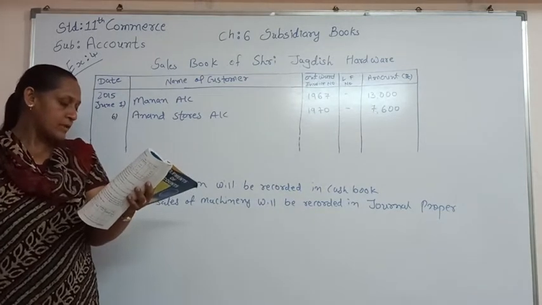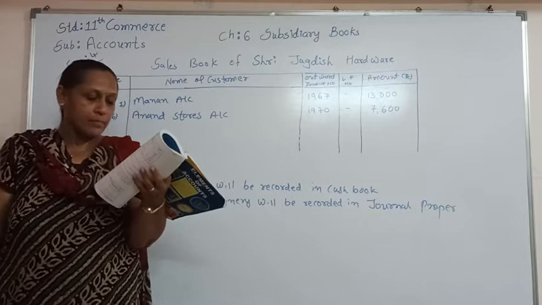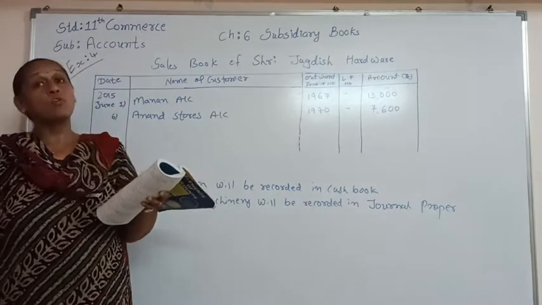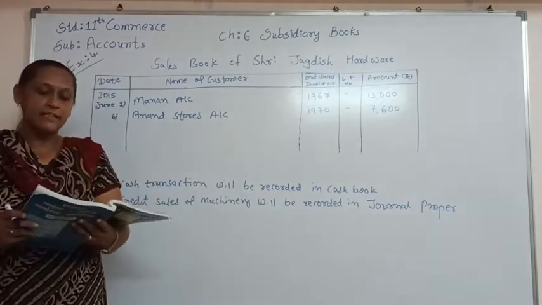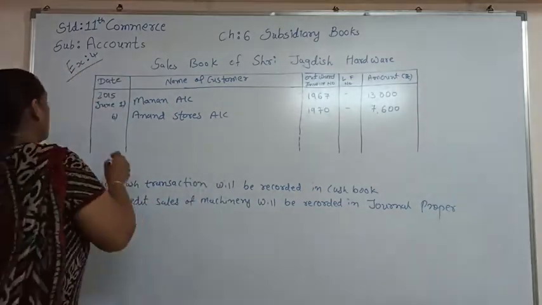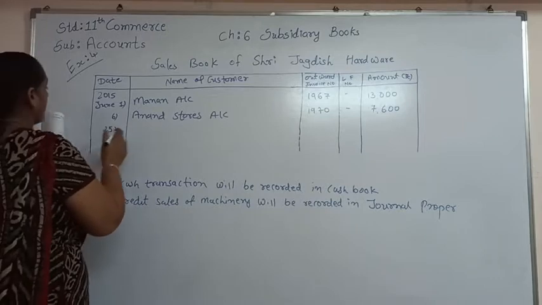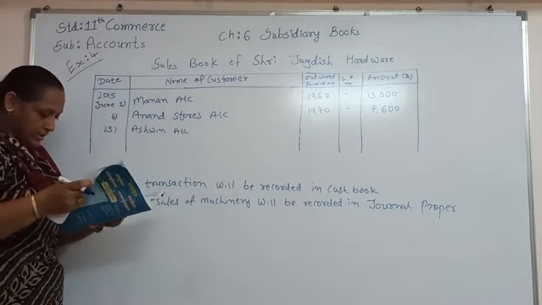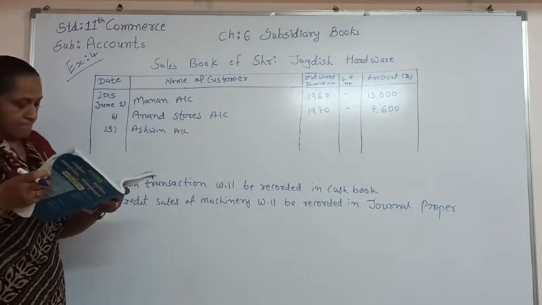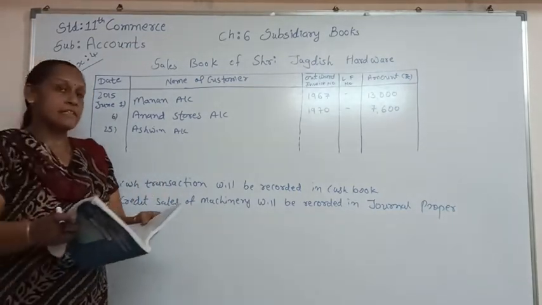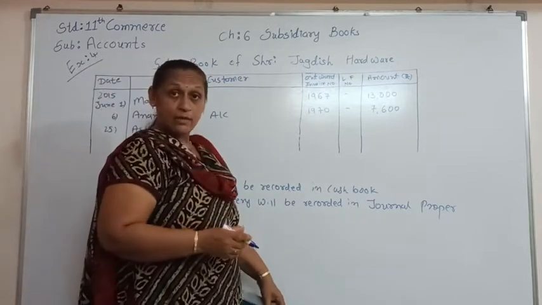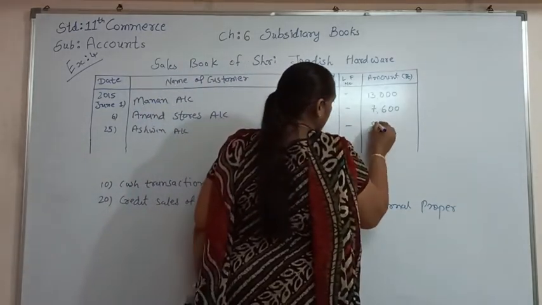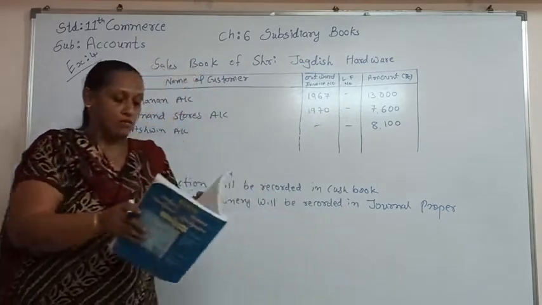Now next is the 25th. Sold goods of rupees 9,000 at 10% trade discount to Ashwin. Ashwin paid 50% of the amount immediately. So this is a partial cash and partial credit transaction, so the whole transaction we are going to record as a credit transaction. We record it on the 25th, Ashwin account, goods sold of rupees 9,000 at 10% trade discount. 10% of 9,000 will be 900, so the amount will be 8,100.